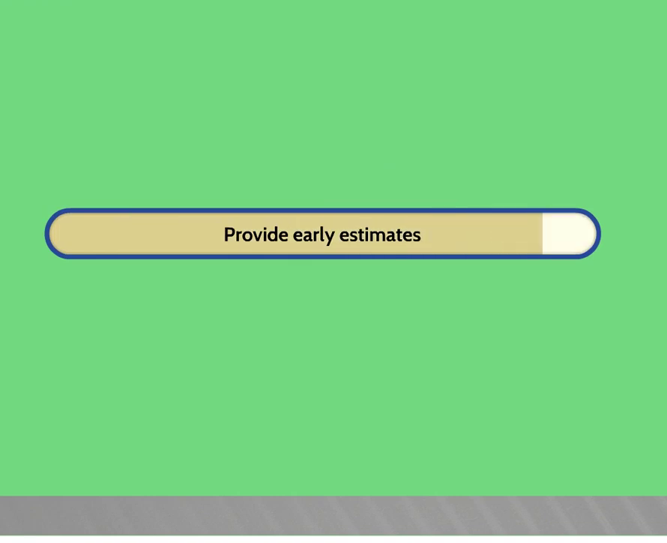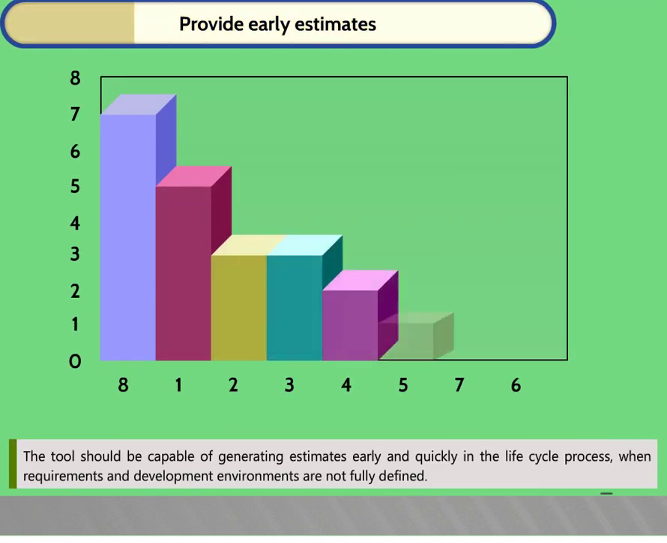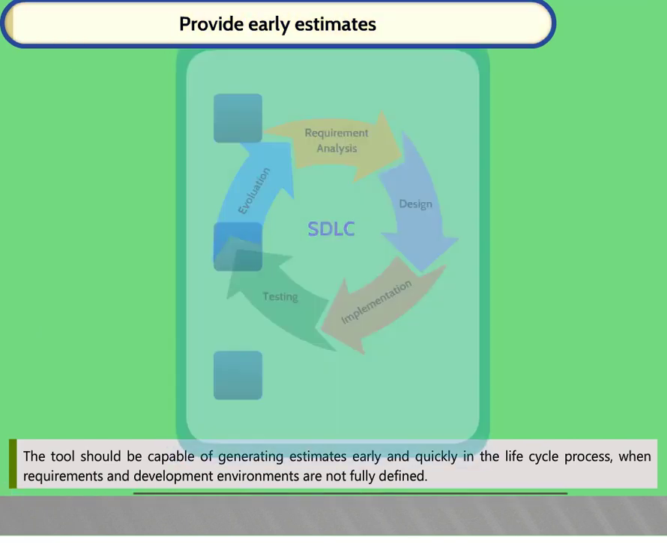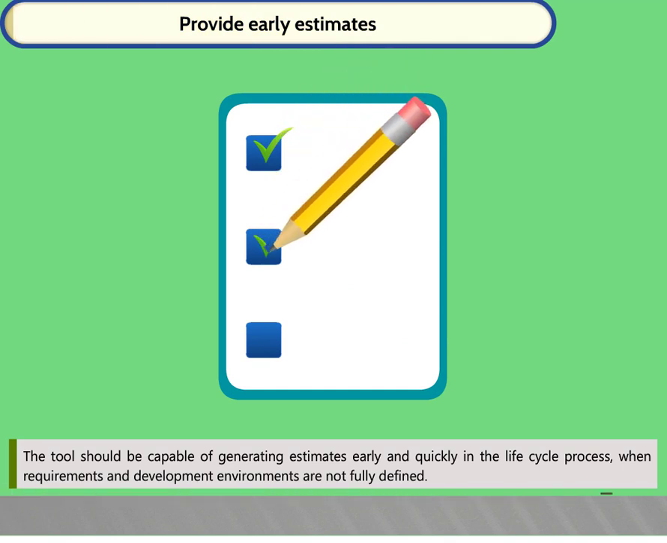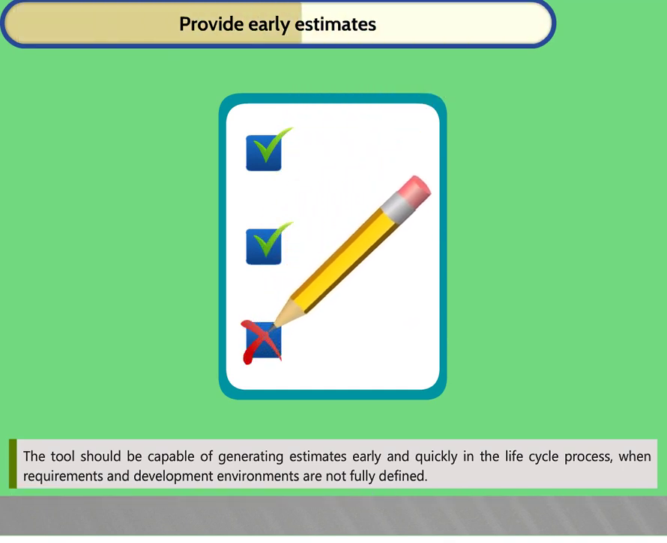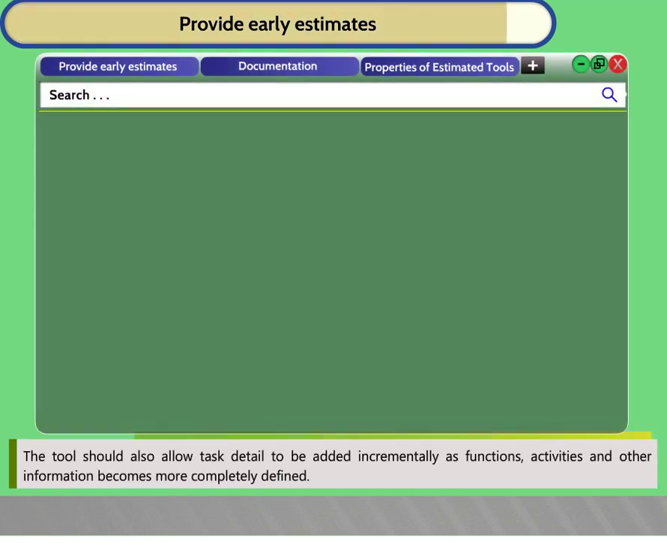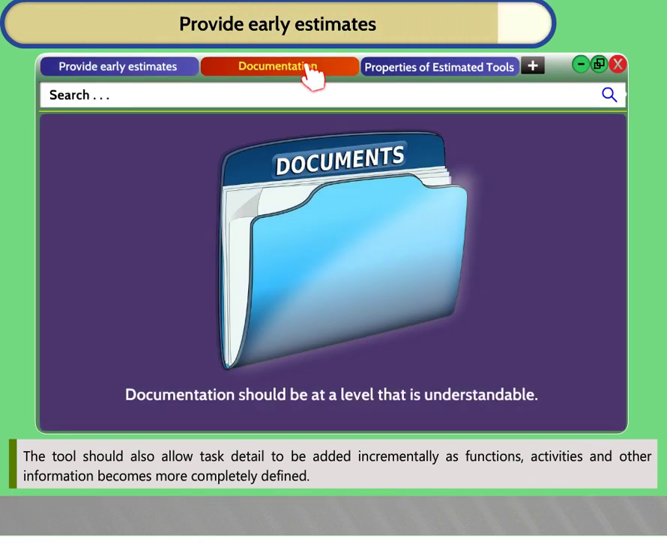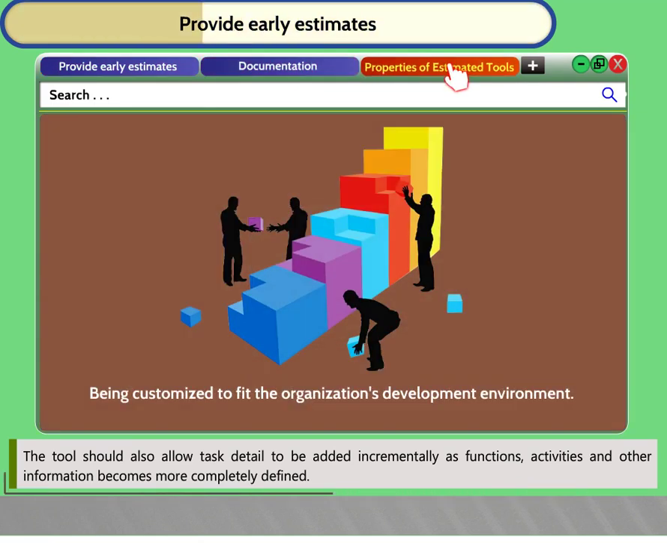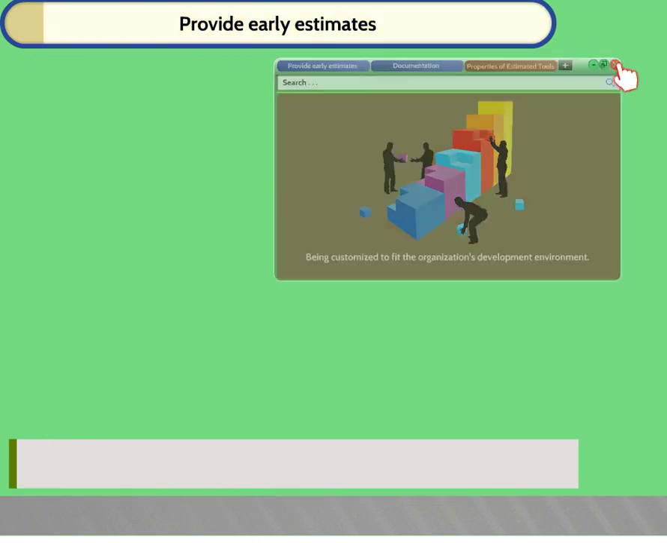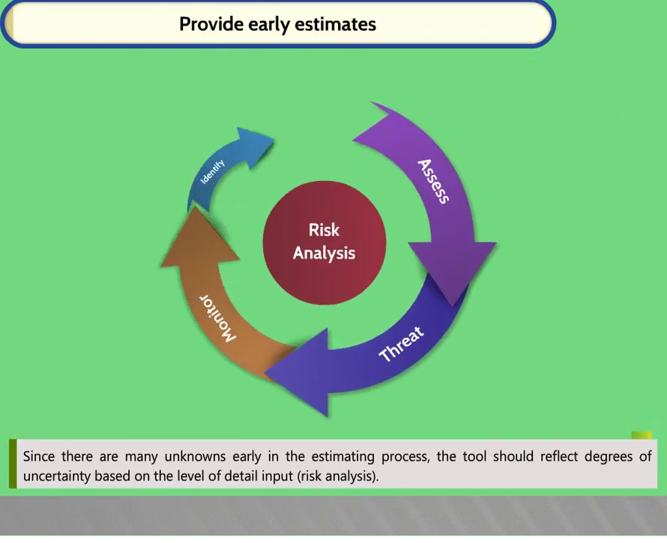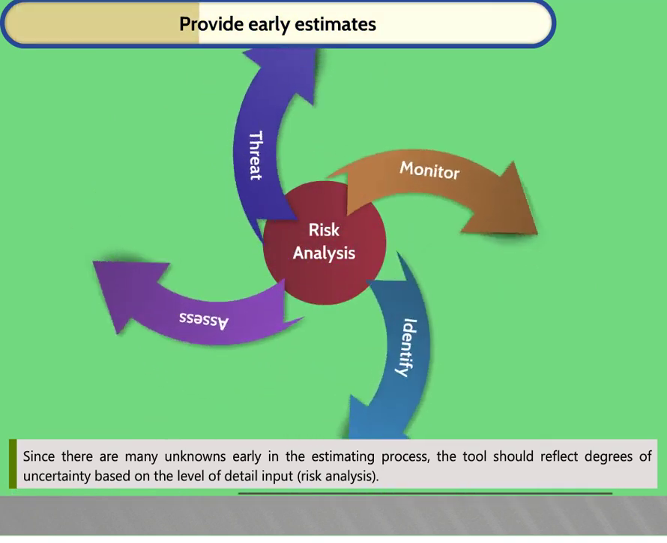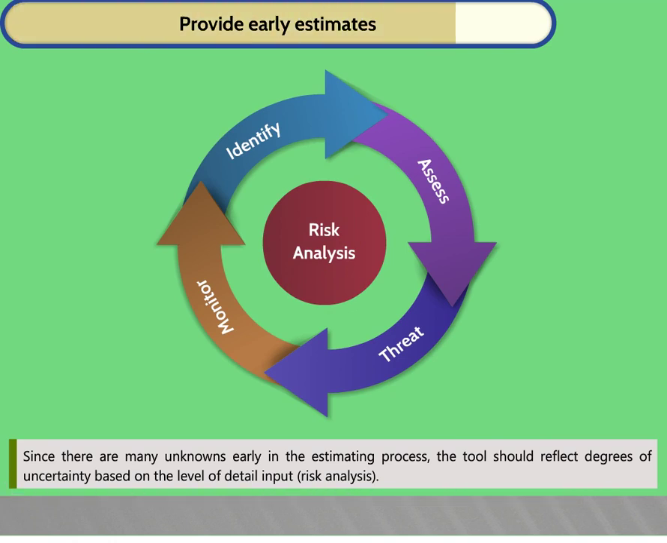Provide early estimates. The tool should be capable of generating estimates early and quickly in the lifecycle process when requirements and development environments are not fully defined. The tool should also allow task detail to be added incrementally as functions, activities, and other information becomes more completely defined. Since there are many unknowns early in the estimating process, the tool should reflect degrees of uncertainty based on the level of detail input, that is, risk analysis.